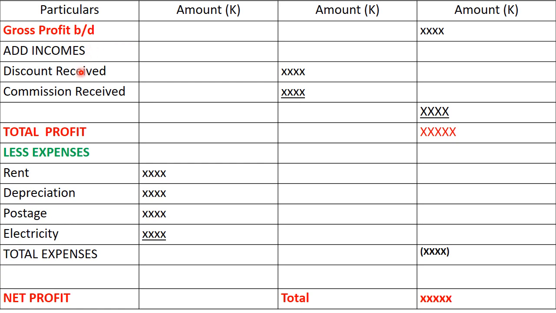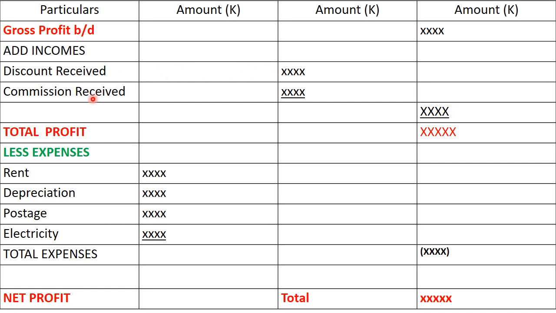In this case, we have just two incomes. The first one is called discount received, which is just the discount you received in the business. So it's an income. You did not expect to have that. You have received a discount, meaning that you have made extra money that was not accounted for, or that was not expected. So that income, you write it here.